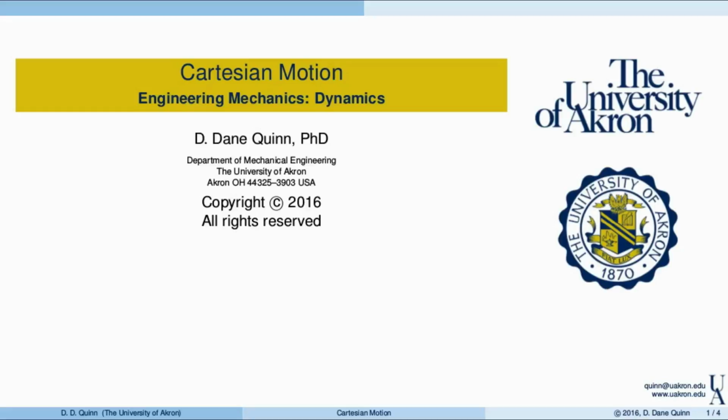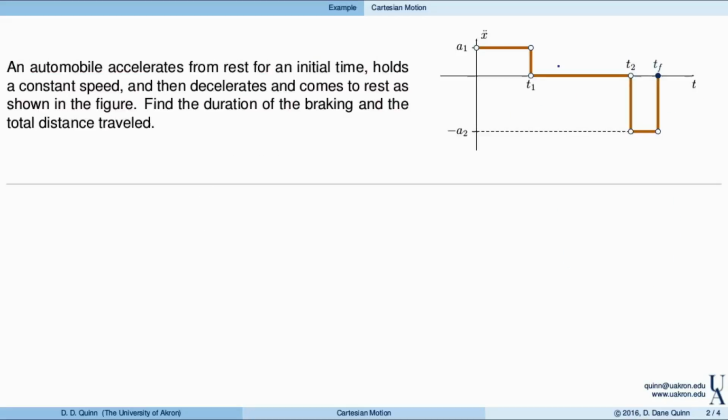So let's get started. An automobile accelerates from rest for an initial time, t1, and at that time it reaches some speed. Then it holds that speed constant for a period of time, to time t2, and then decelerates, brakes, and comes to rest as shown in the figure. So the velocity increases to time t1, it stays constant to time t2, and then the car brakes and comes to rest at some final time, tf. We'd like to find the duration of the braking and the total distance traveled.